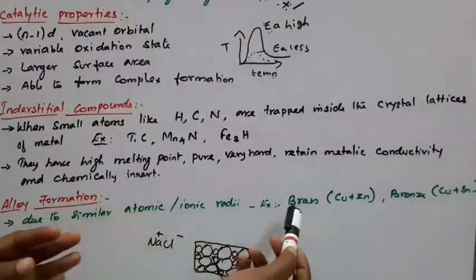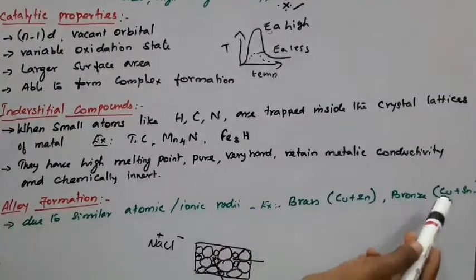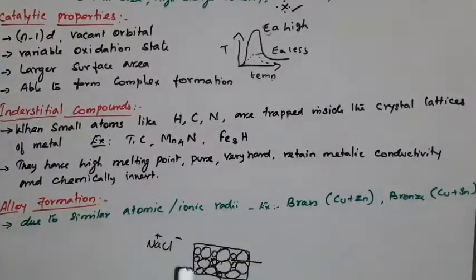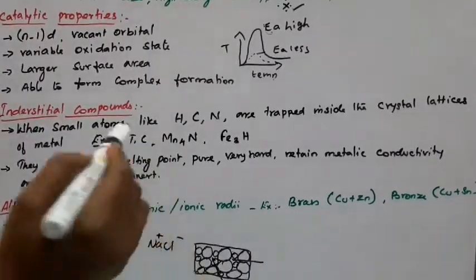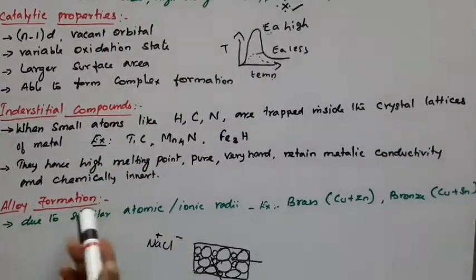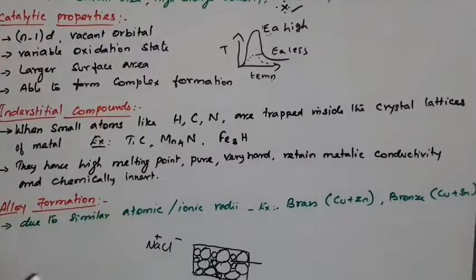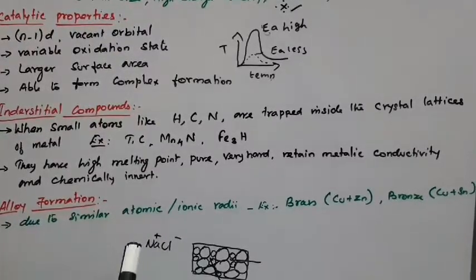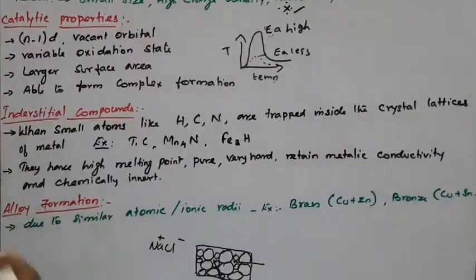Okay, so we can get a new product, that is brass, and bronze also, copper and tin. So use this key point: atomic or ionic radii are similar. Then we can get a number of alloy formations. Stainless steel is a good alloy, and ferro, stainless steels, many things. Okay, that's all, these are the properties.